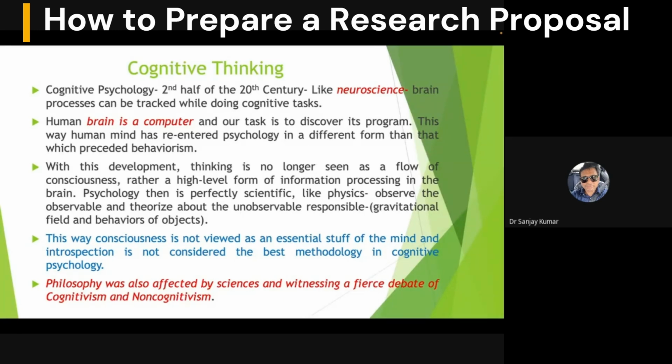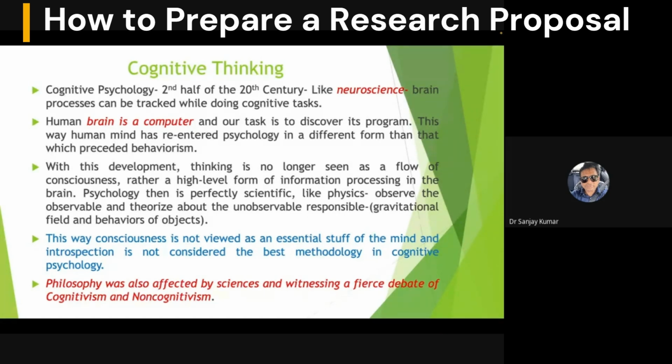So this is very important in terms of thinking. This was a paradigm shift from what we had been doing and what we are trying to do nowadays with the help of psychology and biology and neurosciences. So this concept of thinking has totally changed. This way, the human mind has re-entered psychology in a different form than that which preceded behaviorism.